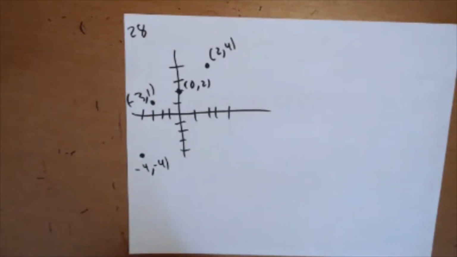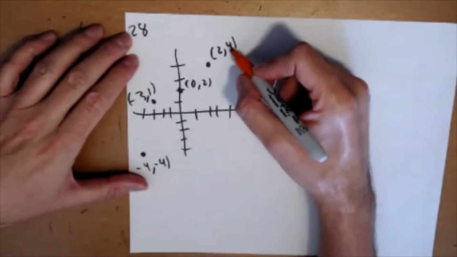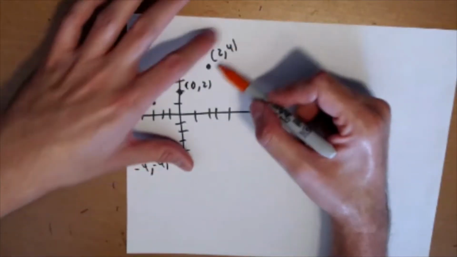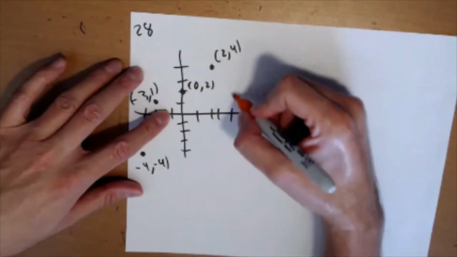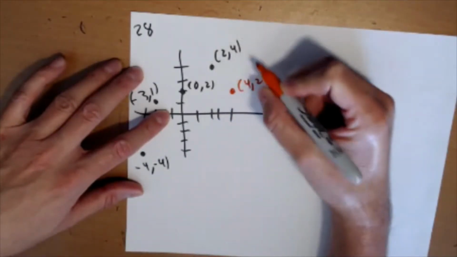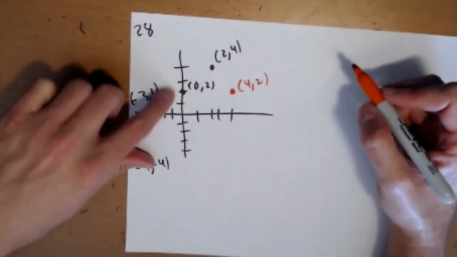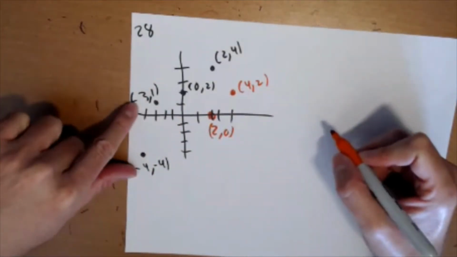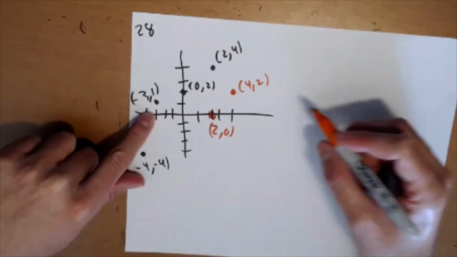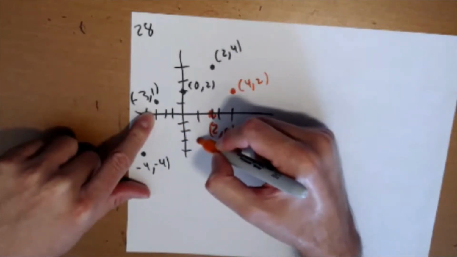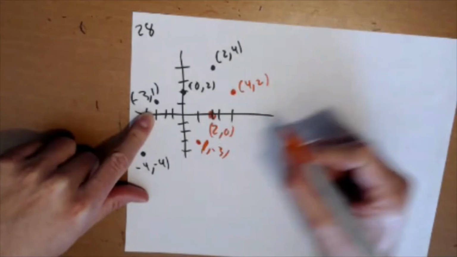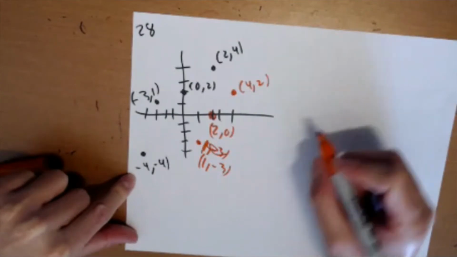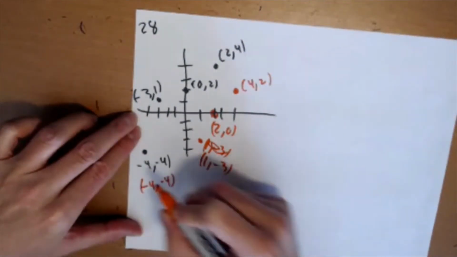So 2, 4. We're going to graph the inverse. Remember the inverse, you just switch them, so it goes to 4, 2. So over 4 up 2. 0, 2 goes to 2, 0. So over 2 up 0. Negative 3, 1 goes to 1, negative 3. And then negative 4, negative 4, switch them, same thing.